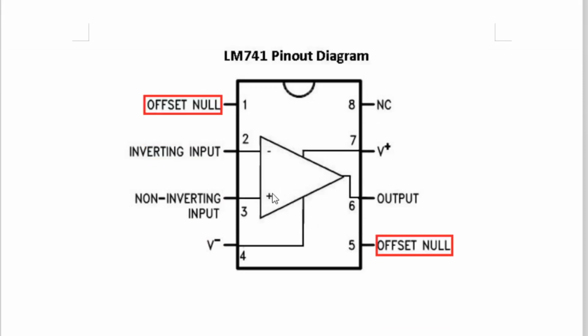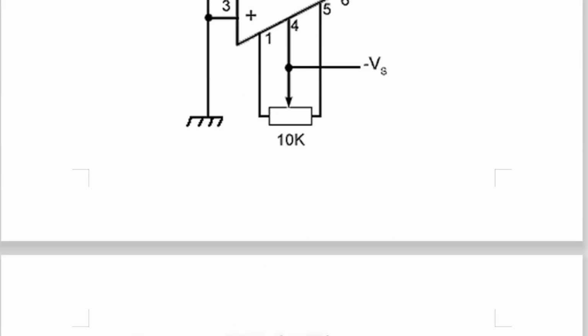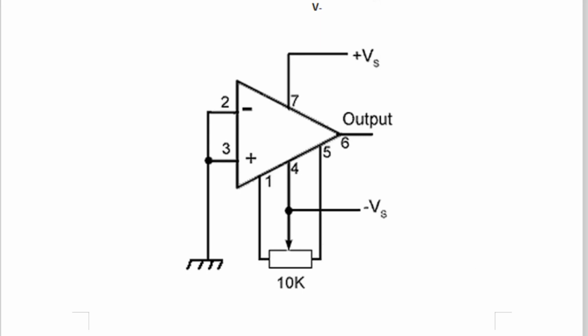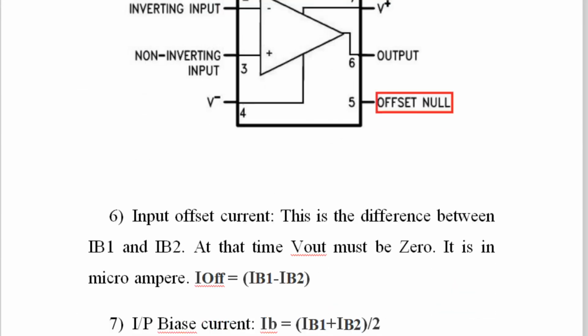And see here again, pin number 1 offset null, pin number 5 offset null. So in between pin number 1 and 5, what is there? A variable resistor of 10 kilo ohm standard is connected, and in this way offset null is achieved.